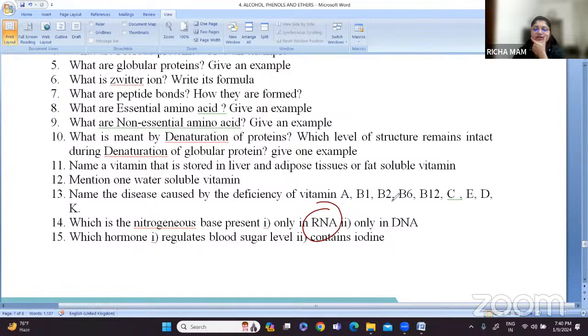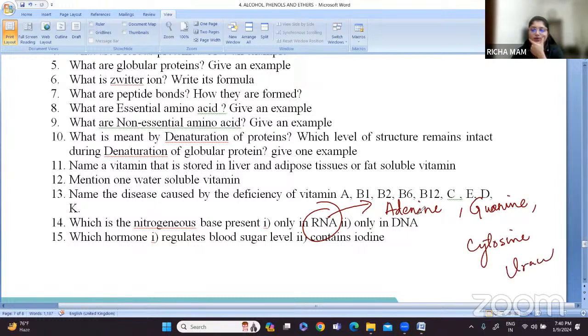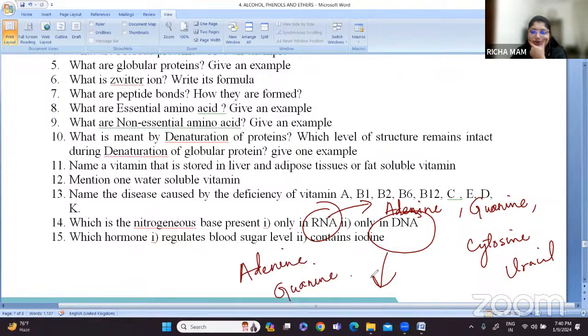Which are the nitrogenous bases in RNA? It is adenine, then guanine, then cytosine and uracil. So these are the nitrogenous bases in RNA. Now DNA: adenine, guanine, cytosine and thymine. So these are the bases which are present. Good, Vedvati.